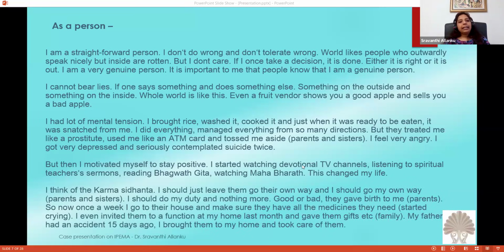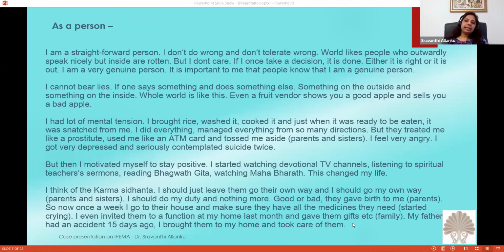And he says, I think of the Karma Siddhanta. Karma Siddhanta is where it guides you about your duty, the responsibility that you have towards your life, towards your relations, towards your job, everything. Now he says, I should just leave them go their own way and I should go on my own way. Who is them? Again, he's talking about the parents and sisters. I should do my duty and nothing more. Good or bad, they gave birth to me, the parents. Now, once a week, I go to their house and make sure they have all the medicines they need.